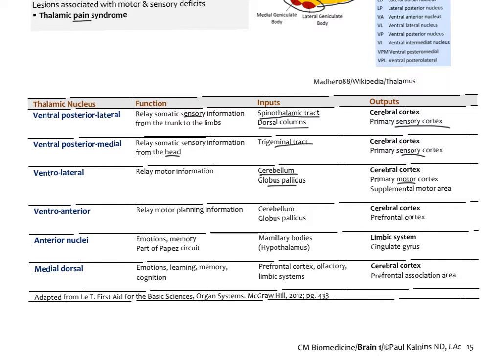cerebral cortex. And then the anterior nuclei, this is involved more in emotions and memories, forming emotional memories. Again, part of what's called the Papez circuit with memory formation. The inputs are going to be from an area of the hypothalamus called the mammillary bodies, and that's going to project neurons into the limbic system, and a place called the cingulate gyrus.